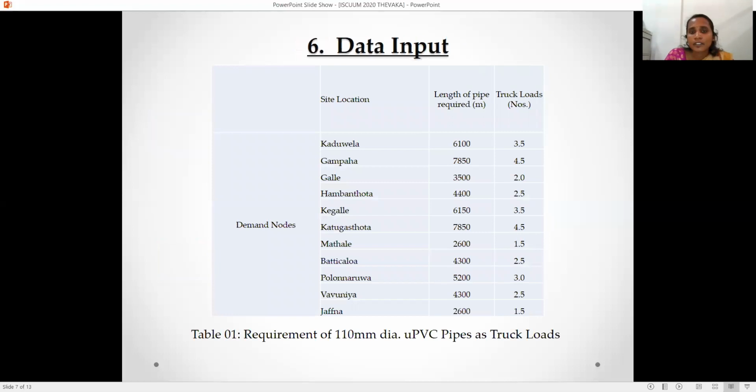Here, this table shows the requirement of load in each site of Sri Lanka, which places require the water supply from the National Water Supply and Drainage Board. Here we calculate these requirements based on the length of the pipe between the places and the national water supply centers.